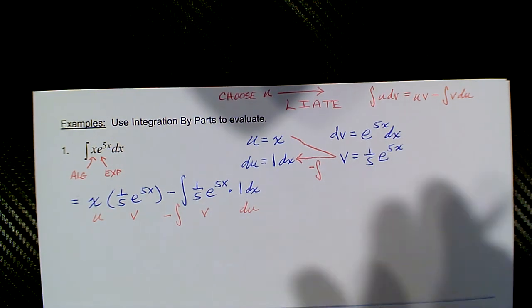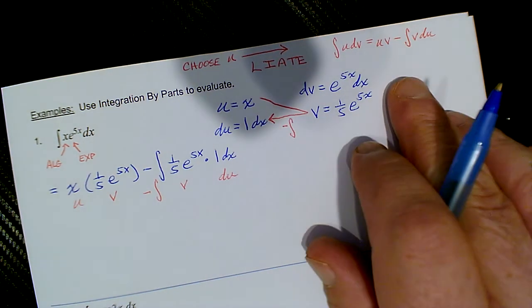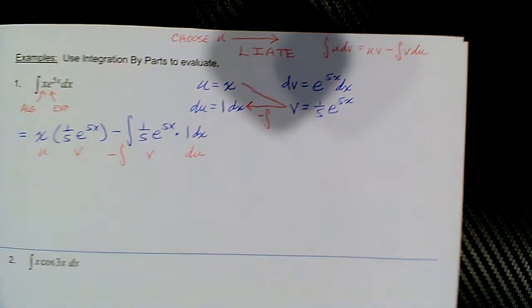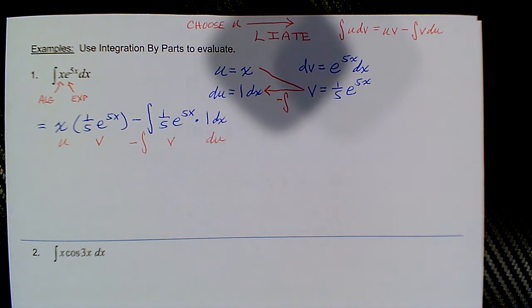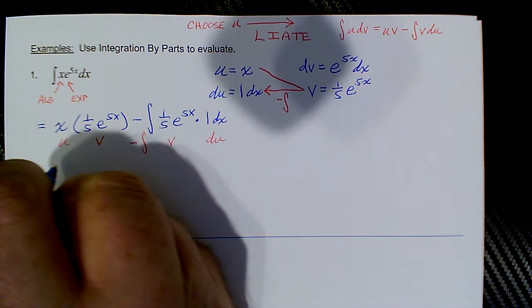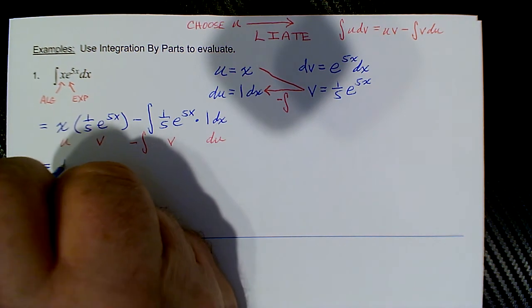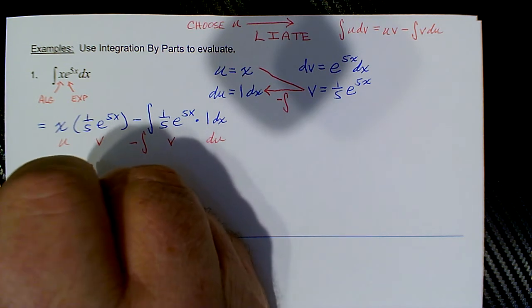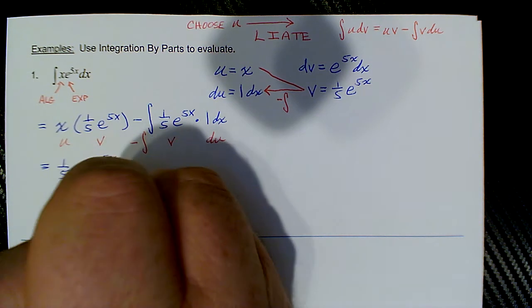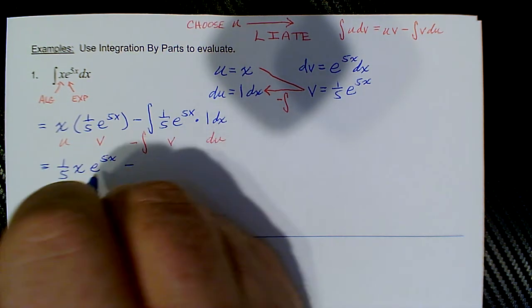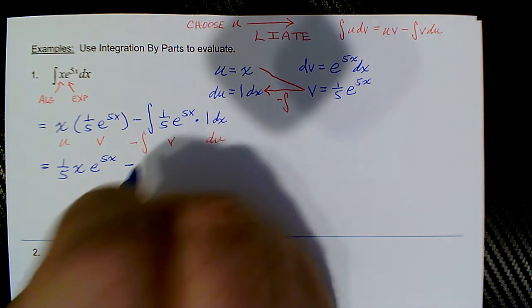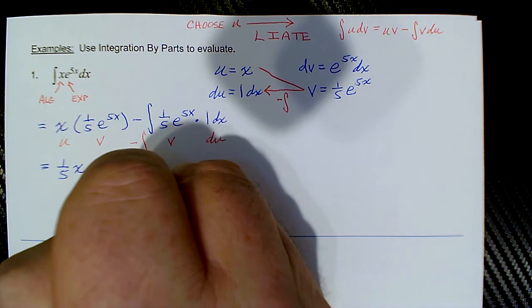Okay, now after we get done with the initial substitution into the integration by parts formula, I always suggest you take a step and clean things up. And in particular, you want to rewrite the first term, maybe in this case, 1/5 x e to the 5x. But then, in particular, in terms of cleaning things up, what you want to do is factor out any constant multiple that you can from the new integral. And in this case, this 1/5 can come out in front.